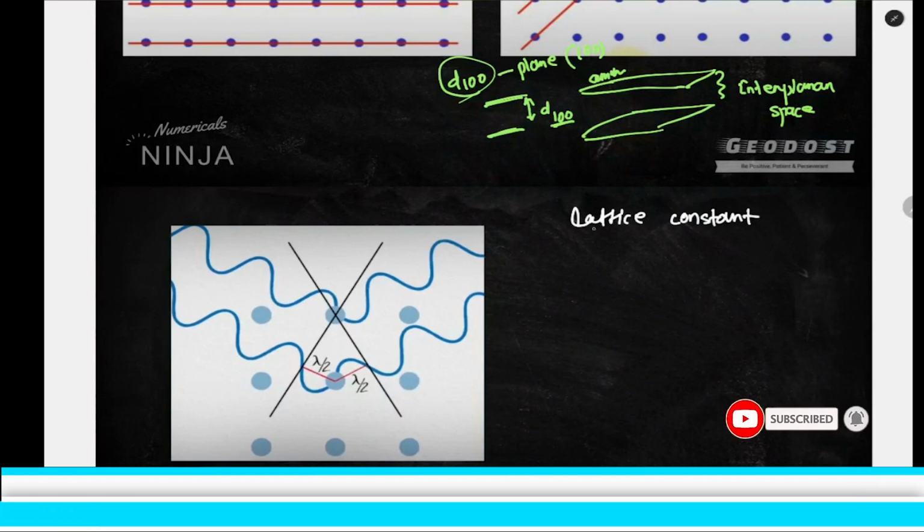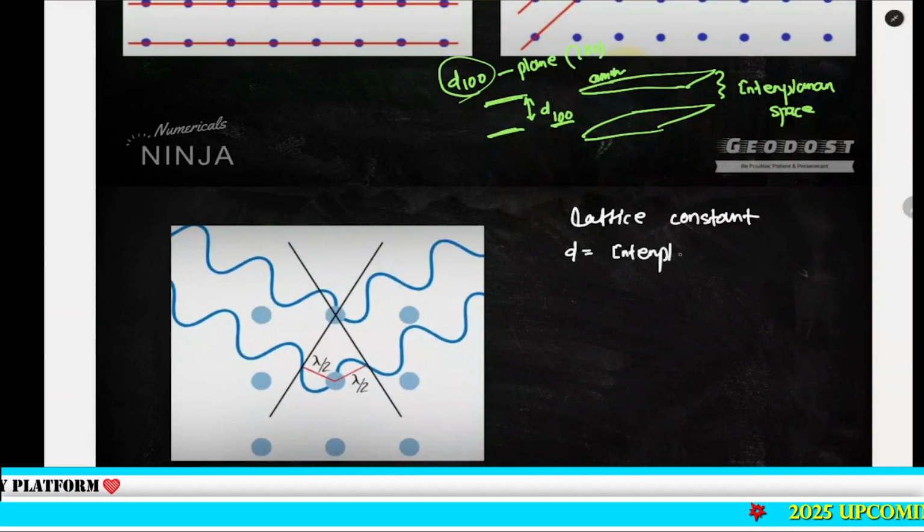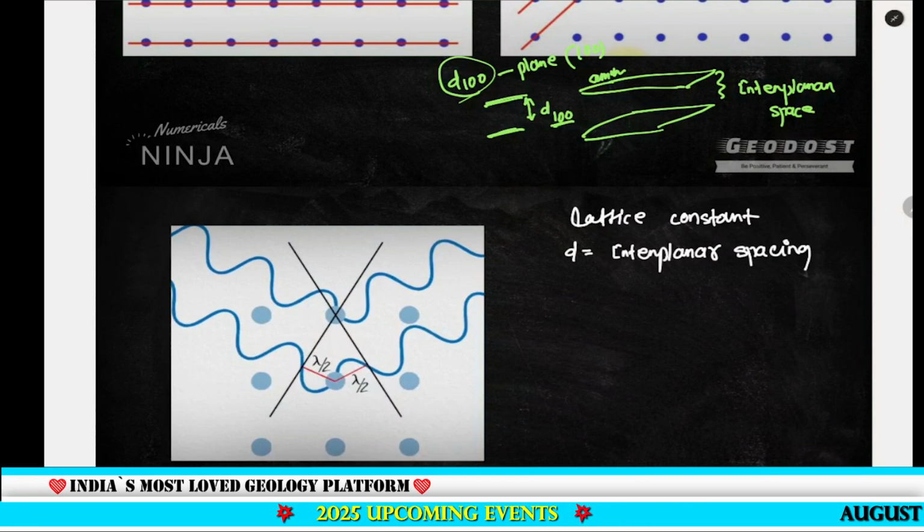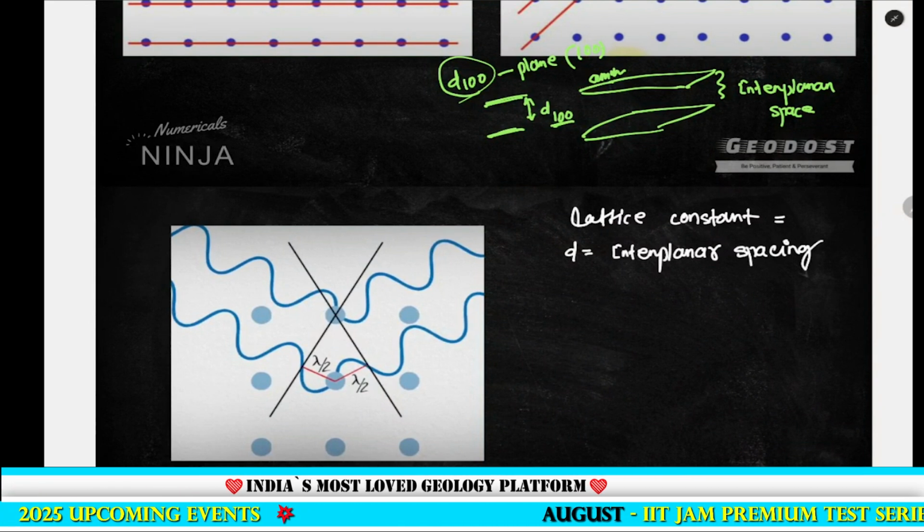Lattice constant and what we just saw, D. D is the interplanar spacing. Okay, lattice constant is basically A.